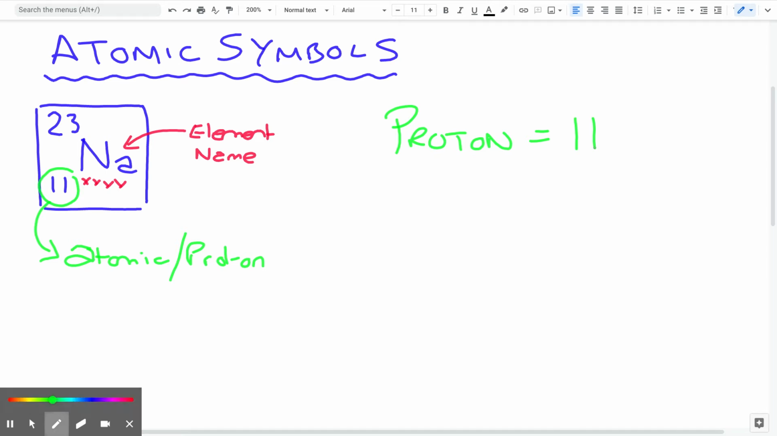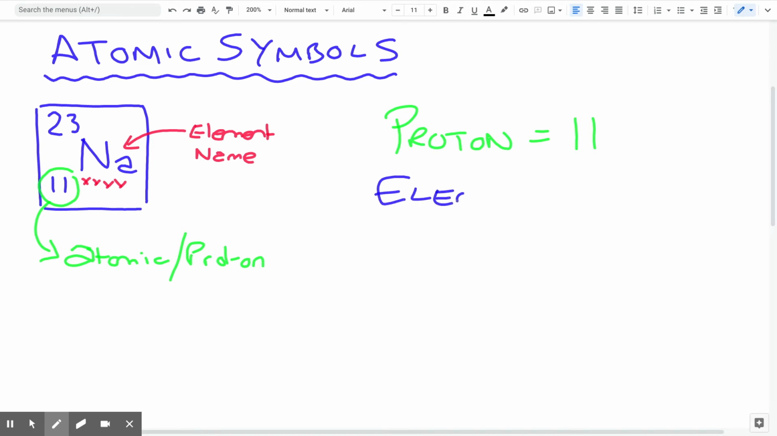Now, on the previous clip, we also suggested that protons are positively charged, and so that will give us 11 positive charges within a nucleus. And we know also that atoms are electrically neutral, which means that there has to be a corresponding number of protons, positive charges, balanced out by a corresponding number of negative charges. Those negative charges are given by electrons.